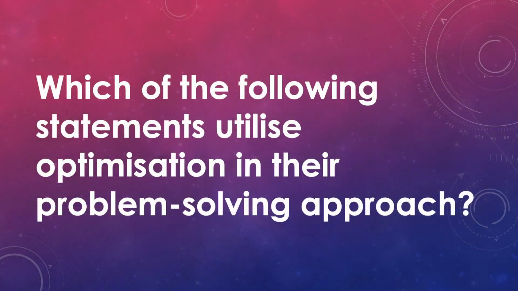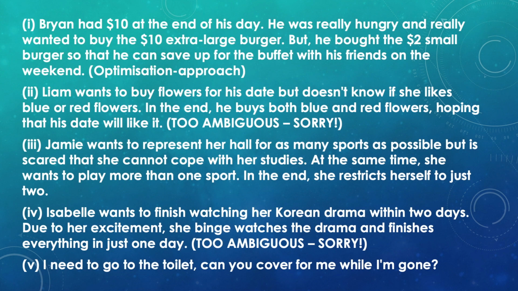Okay, next question, which is section 5, solving problems with optimization. Again, we'll go through all the options in all the variants. So let's begin. You can see in option 1, Brian has $10 at the end of the day, is really hungry, and wants to buy a $10 extra large burger. But in the end, he buys a $2 small burger so that he can save up for the buffet with his friends on the weekend.